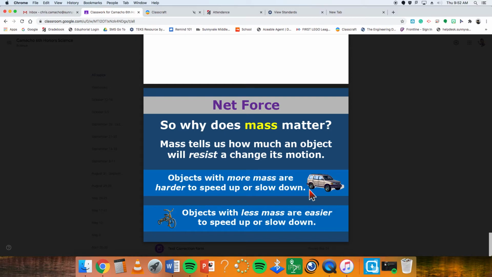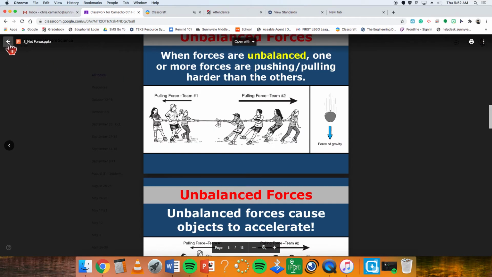So that is found out mathematically. You take the mass of the object, and you can figure out the force by multiplying it by the acceleration. Objects with less mass are easier to speed up and slow down.